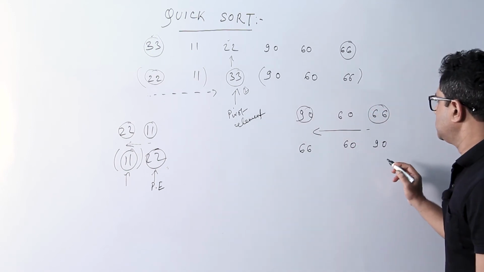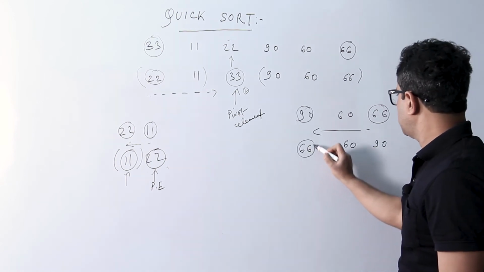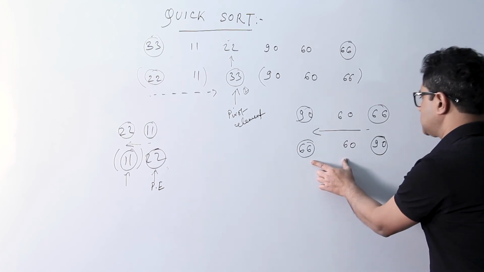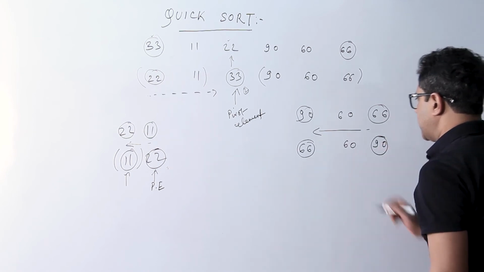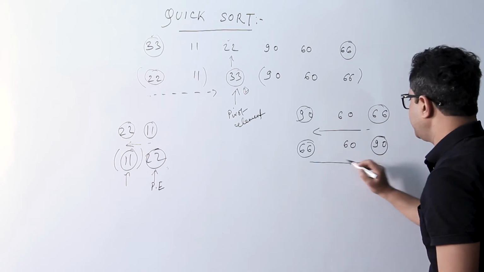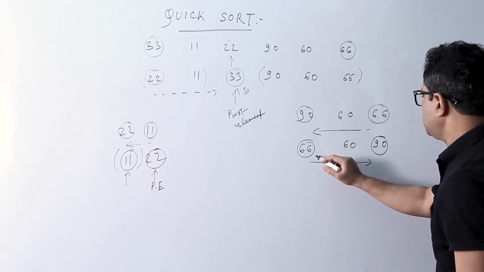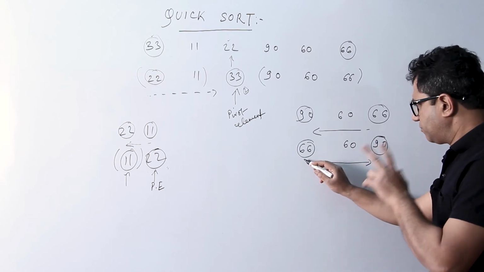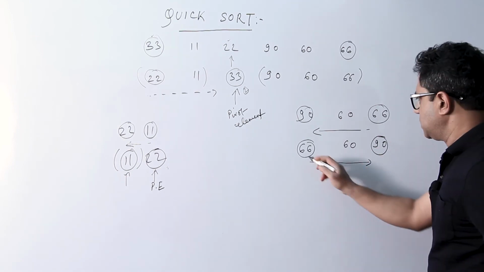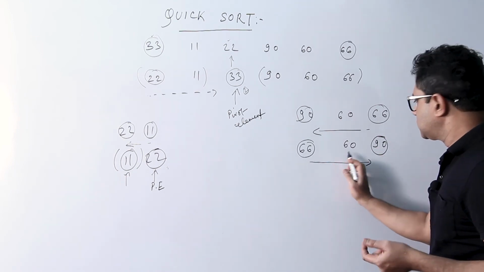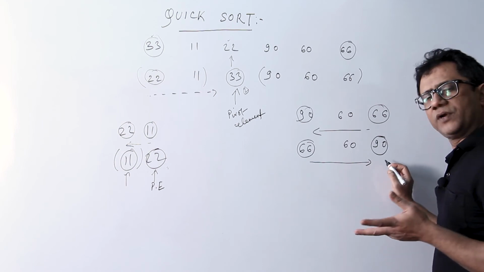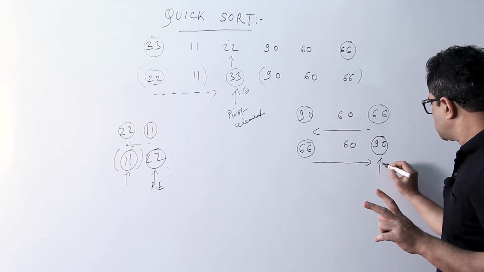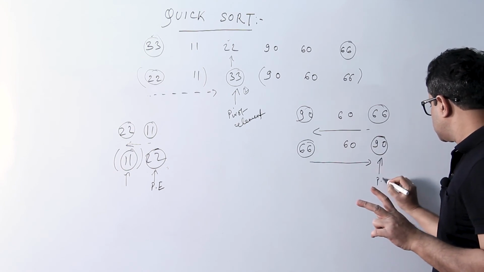And now 66 will be encircled once again, 90 will be encircled once again, and we will start a left to right scanning and see which number is greater than 90 when we start from the leftmost element of this sublist, that is 66. 66 is not greater than 90, 60 is not greater than 90, 90 is definitely not greater than 90. So we can conclude that we have discovered the position of this pivot element, that is 90.